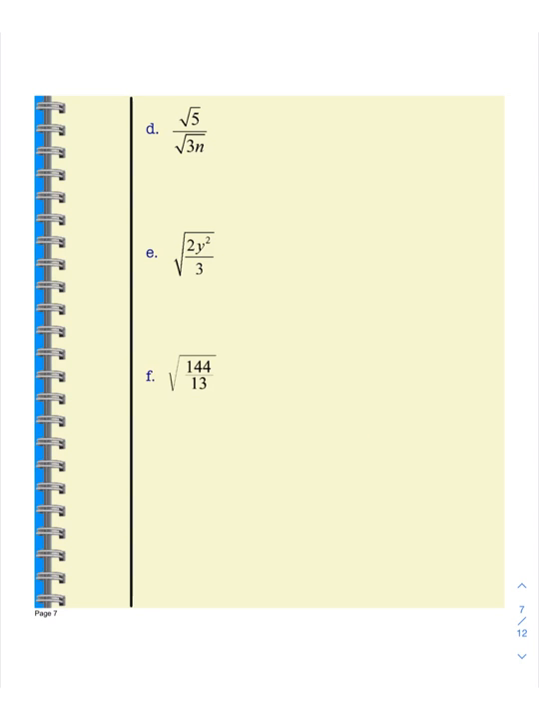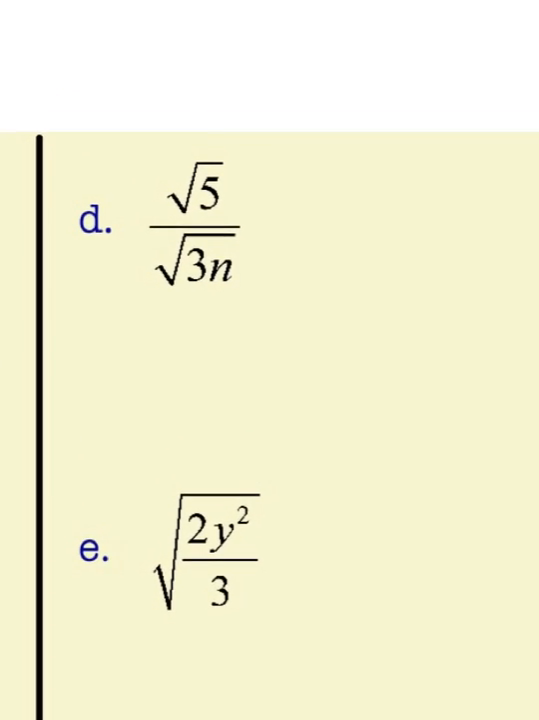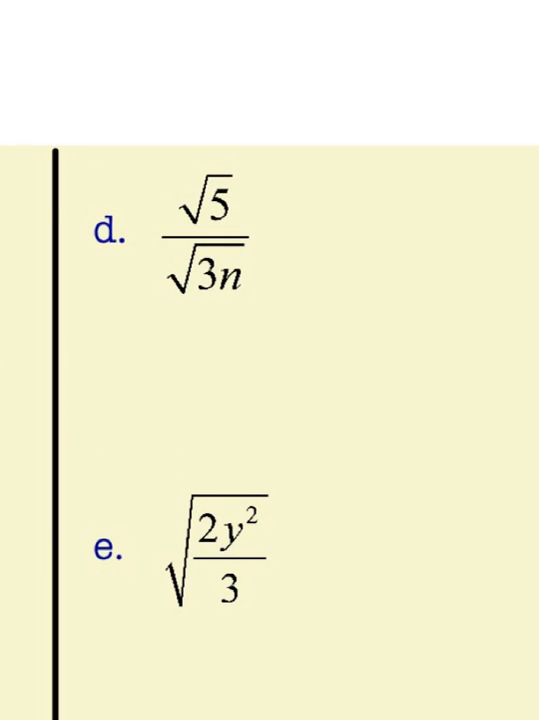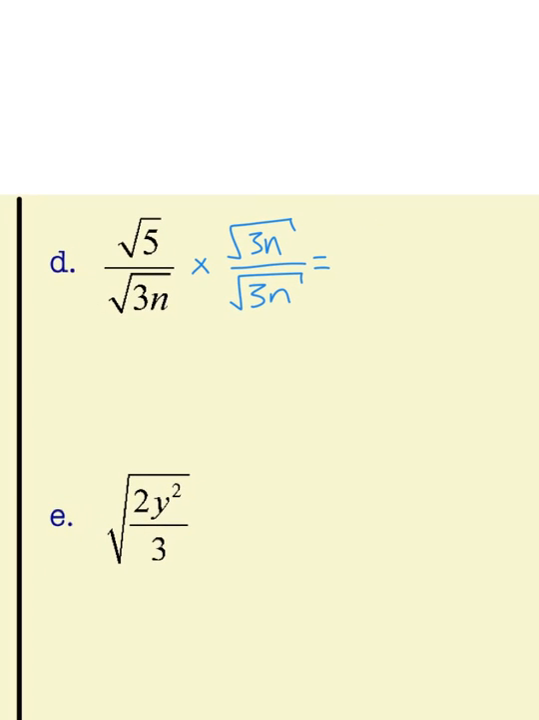All right, and D through F here are just a continuation of the last page, so we are rationalizing the denominator. So we're going to multiply by the square root that's on the bottom. So square root of 3n over square root of 3n. And this becomes the square root of 15n over 3n.